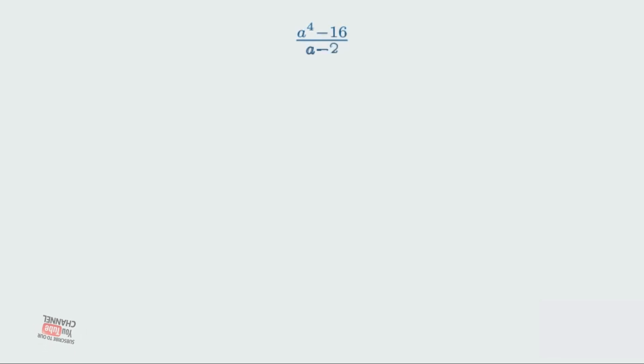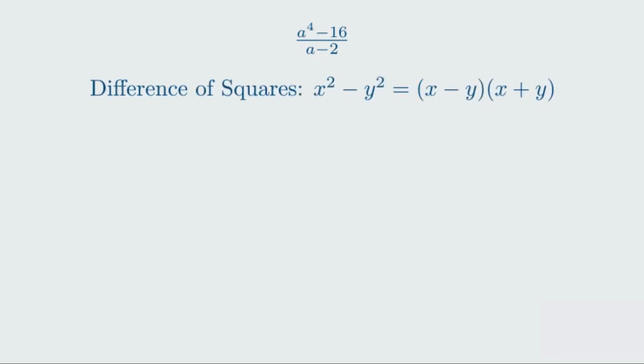The key to simplifying this is to factor the numerator, a to the fourth power minus 16. We can see that this is in the form of a difference of squares. Remember the difference of squares formula? It states that a squared minus b squared equals a minus b times a plus b. In our numerator, a to the fourth power is the square of a squared, and 16 is the square of 4. So we can write it as a squared squared minus 4 squared. Applying the formula, this factors into a squared minus 4 times a squared plus 4.